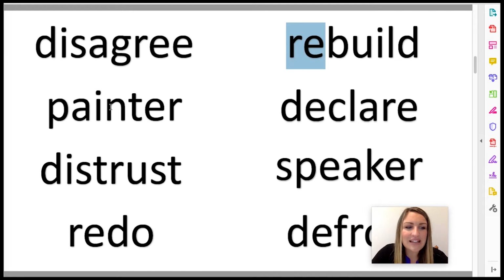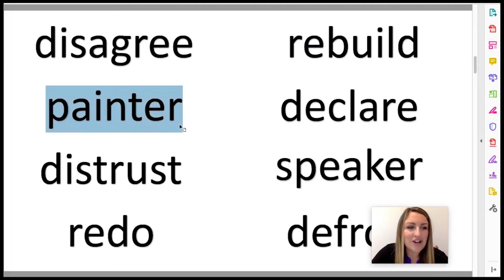Nice job. Let's look at the next word. Painter. Do you see any prefixes? Well, let's put a box around er. What does er mean? Yes, it's a person who, but is it a prefix? No, it's a suffix. Nice job, boys and girls. What is the base word? Yes, we know what paint means. So what does this word mean? It means a person who paints. Nice job. Boys and girls, let's look at the next word.